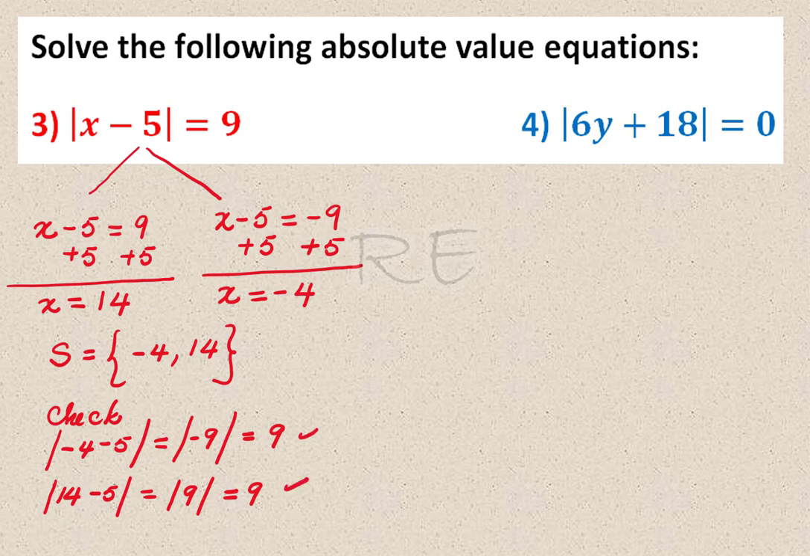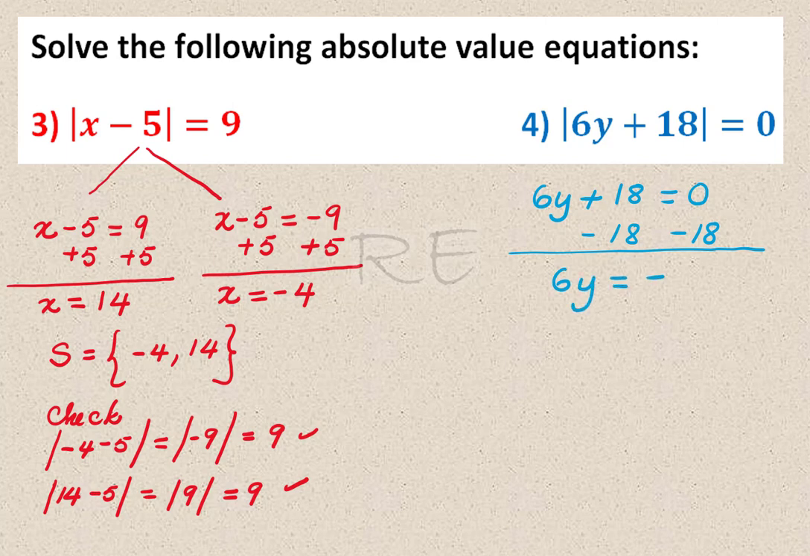The absolute value of 6y plus 18 is equal to 0. 0 is at the center of the number line. Therefore, 6y plus 18 must be equal to 0. When we subtract 18 from both sides, 6y is equal to negative 18. We're going to divide by 6, and y is equal to negative 3. So the solution set is negative 3.